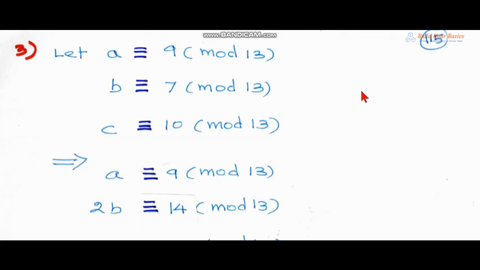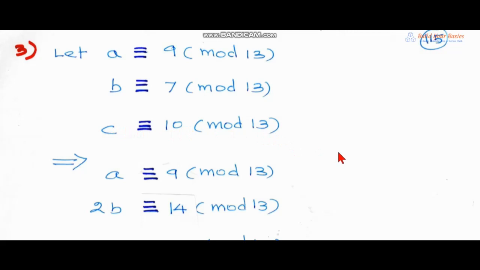So it is given in the problem that when a is divided by 13, the remainder is 9. So a is congruent to 9 mod 13. It is given when b is divided by 13, the remainder is 7. So b is congruent to 7 mod 13. Also, when c is divided by 13, the remainder is 10. So c is congruent to 10 mod 13.